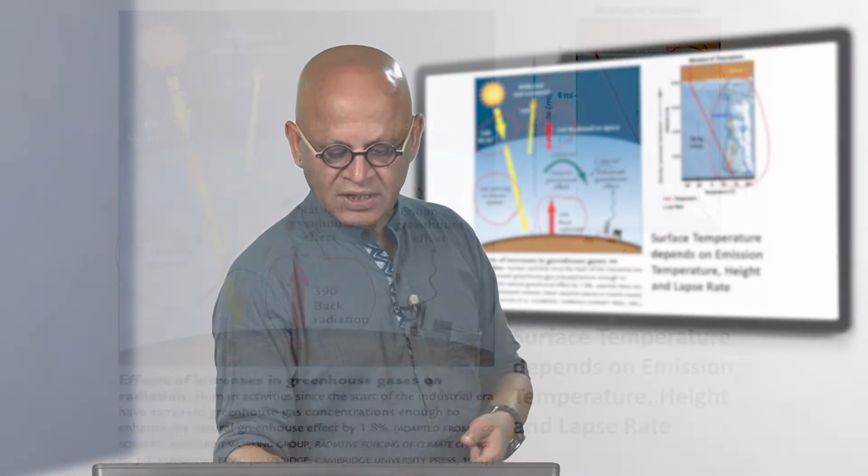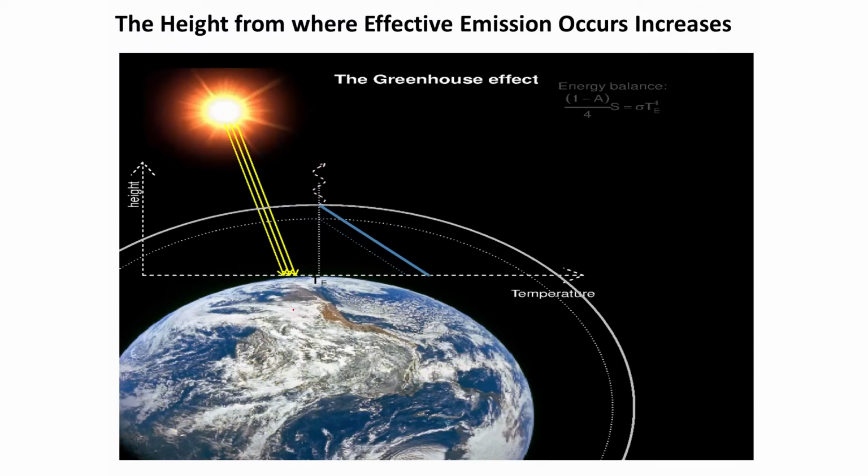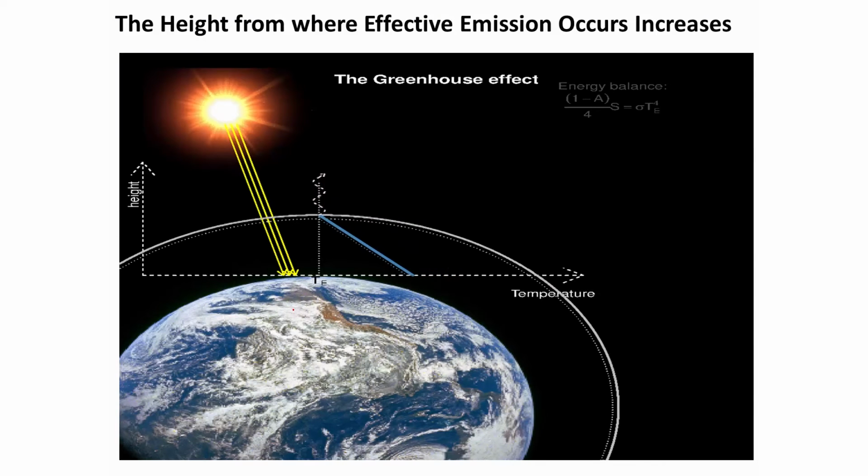So, essentially you have 150 watts per meter squared of natural greenhouse effect, and the enhanced greenhouse is right now trapping some additional longwave radiation that should go to space, but it's being trapped, and the outgoing is balancing the incoming, but it's being done at a different temperature. That's what I want to emphasize. How does it do that?